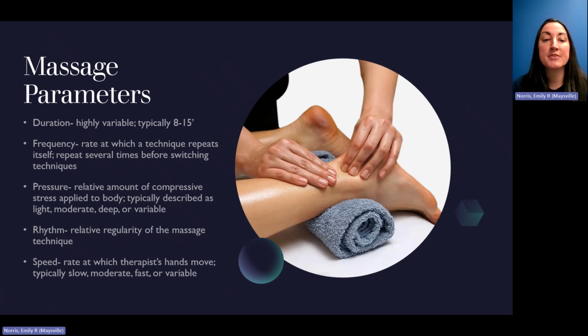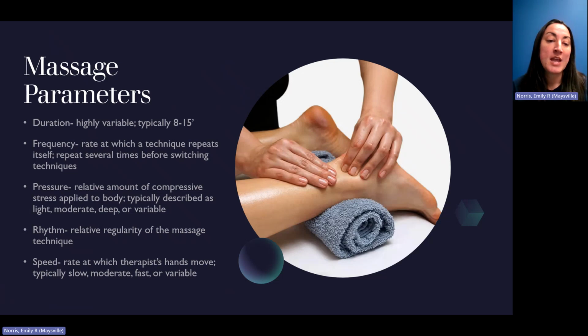The pressure, this is the relative amount of compressive stress that is applied to a body or a body part. And it's typically described as either light, moderate, deep, or variable. Typically, we start out with light and we gradually increase the pressure as the patient tolerates. Of course, always let the patient know to keep you informed on how they're feeling and let you know if you need to back off. And then eventually, as we're ending the massage, we'll go right back to our light strokes before we completely end the massage.